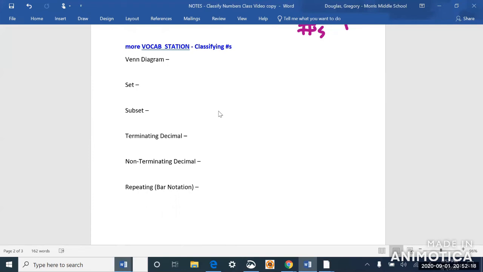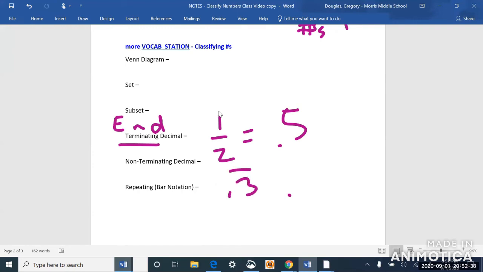Terminating decimal. So if you did 1 divided by 2, it equals 0.5. Not 0.51234 going on forever, or 0.5555. It terminates, it ends. That's what terminate means. The decimal stops, okay? A non-terminating decimal would be like the 0.3 repeating, 0.33333333333 forever, okay? Which then we get to this, the repeating bar. A lot of people call it repeating bar. Its technical math vocabulary is bar notation. So we'll know what you mean if you say repeating bar, 0.3 with the repeating bar over it, okay?